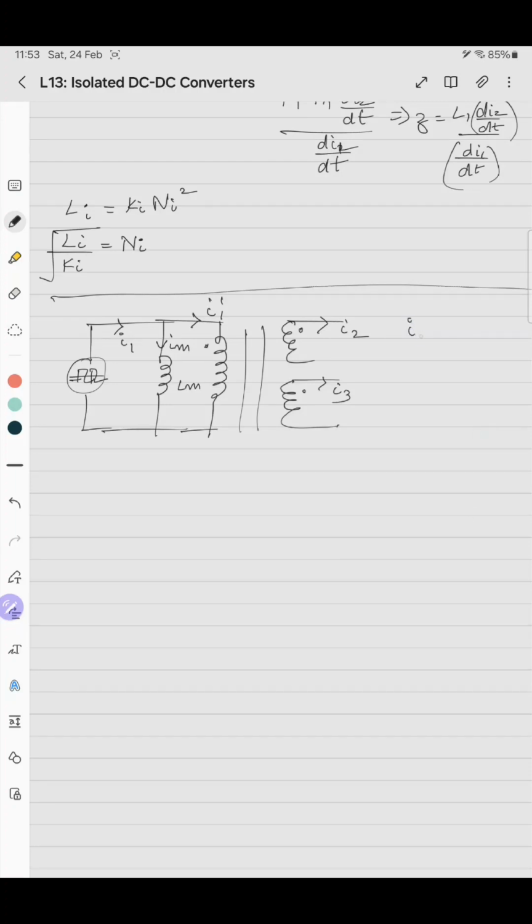So here I1 is IM plus I2 dash, and I2 dash is what? I2 into N2 by N1 plus I3 into N3 by N1. So this is the case.